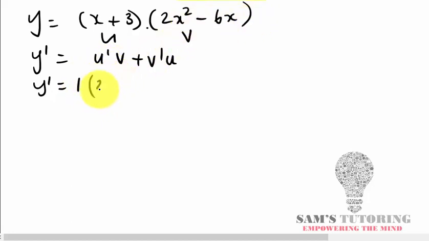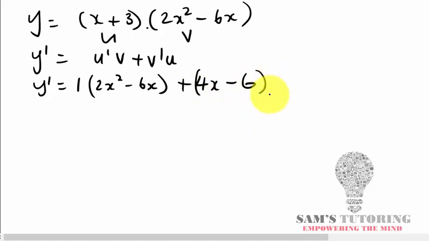v is 2x squared minus 6x plus v dash. So what's the derivative of this? Well, the derivative of 2x squared is 4x, minus the derivative of 6x is 6. Now can you see I've got two terms here? Whenever you've got two or more terms, you should use brackets. Times u, so this is v dash times u. u is x plus 3.